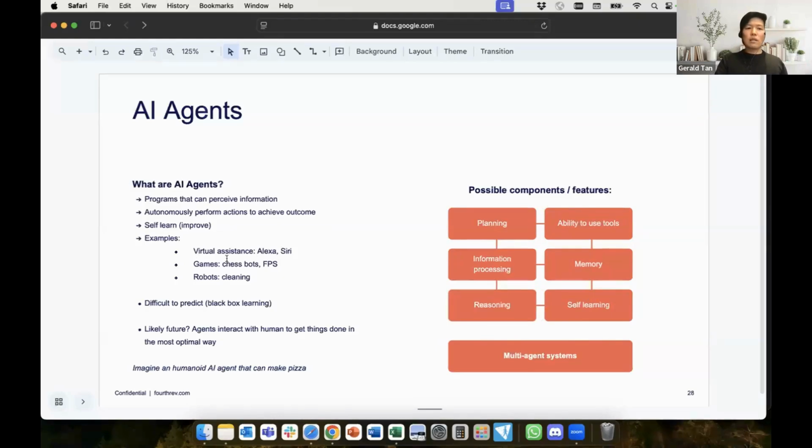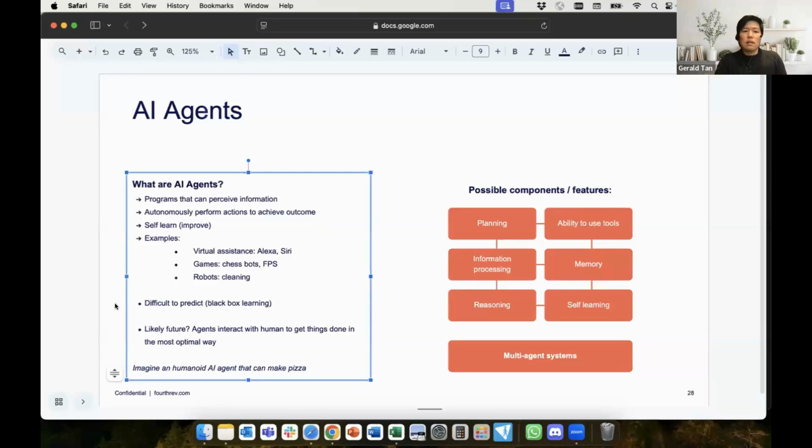Alexa, Siri, when you go and play chess on chess.com and you're playing with the bots, those are all agents, or maybe playing against first-person shooter enemies that are not real. So these are all bots, right? They're all agents. But if you take it a step further, where you even program those vacuum cleaners that walk and clean for you, you can almost say that those are all agents. But the beauty is they all self-learn. That is a critical distinction.